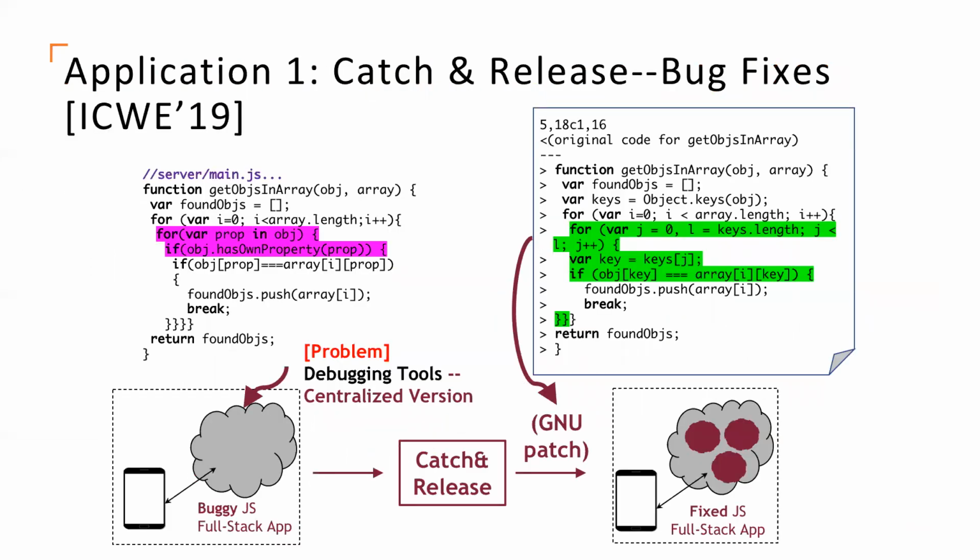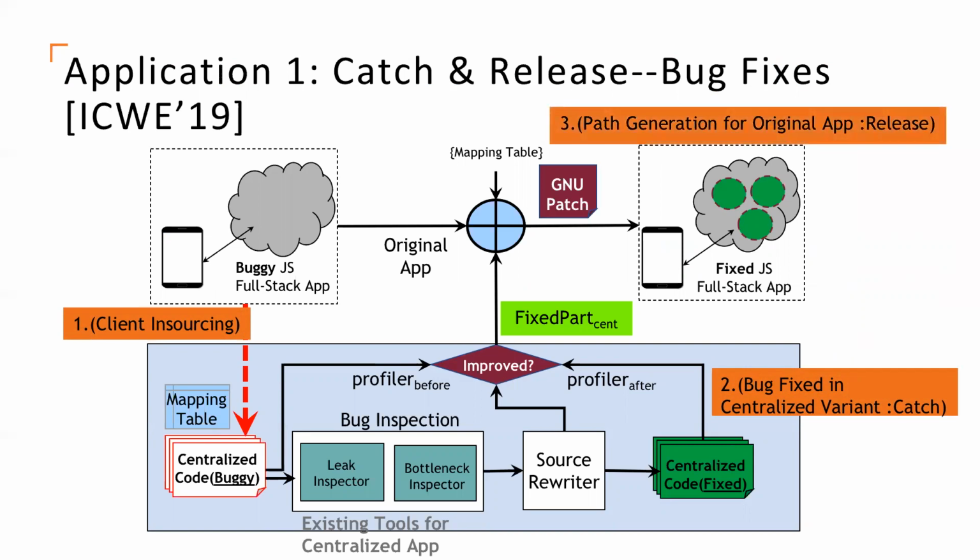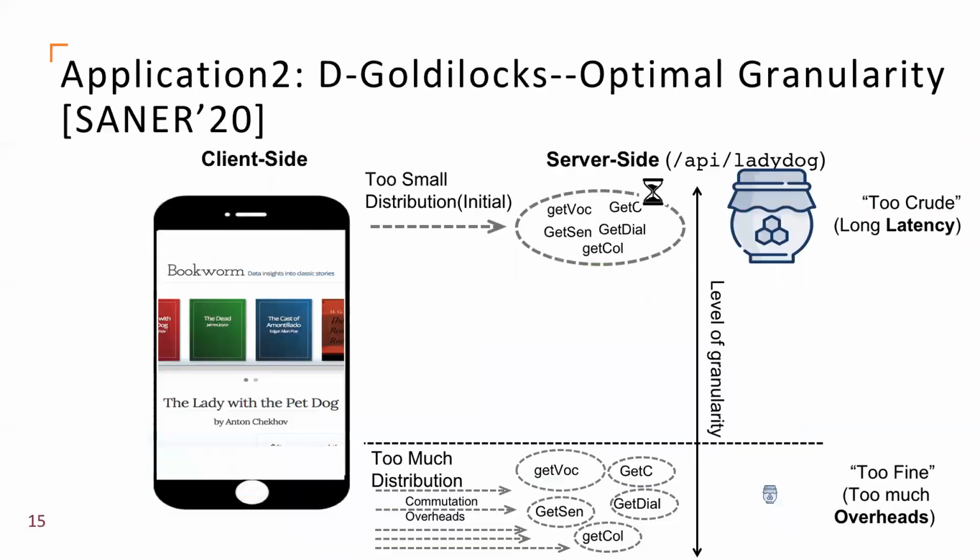The first application of client insourcing is Catch and Release. Catch and Release can automatically debug distributed web applications. Distributed applications can have a bug. However, the problem is that debugging tools are usually applicable to centralized applications. So this approach inspects and fixes memory leaks or performance bottlenecks in the centralized variant. After that, this tool generates a patch based on the fixed code in the variant.